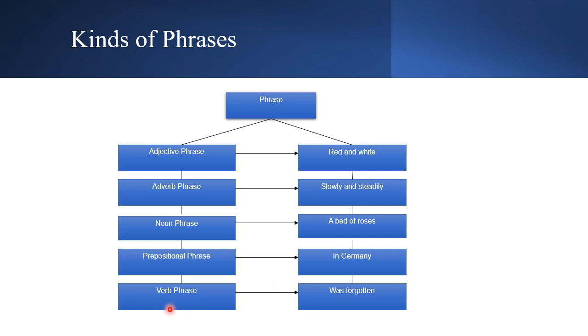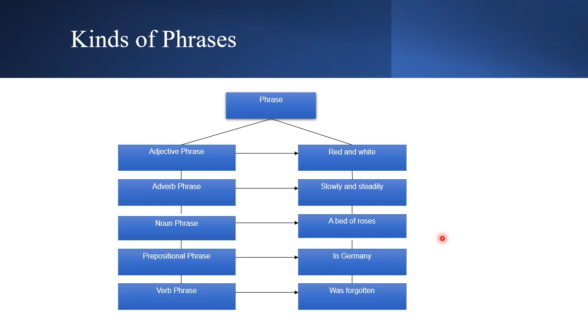And the last one is verb phrase. Was forgotten. Now was and forgotten, both of them are verbs, but it is not one word, so that's why it is called a verb phrase. So that's it. There's nothing much in it.